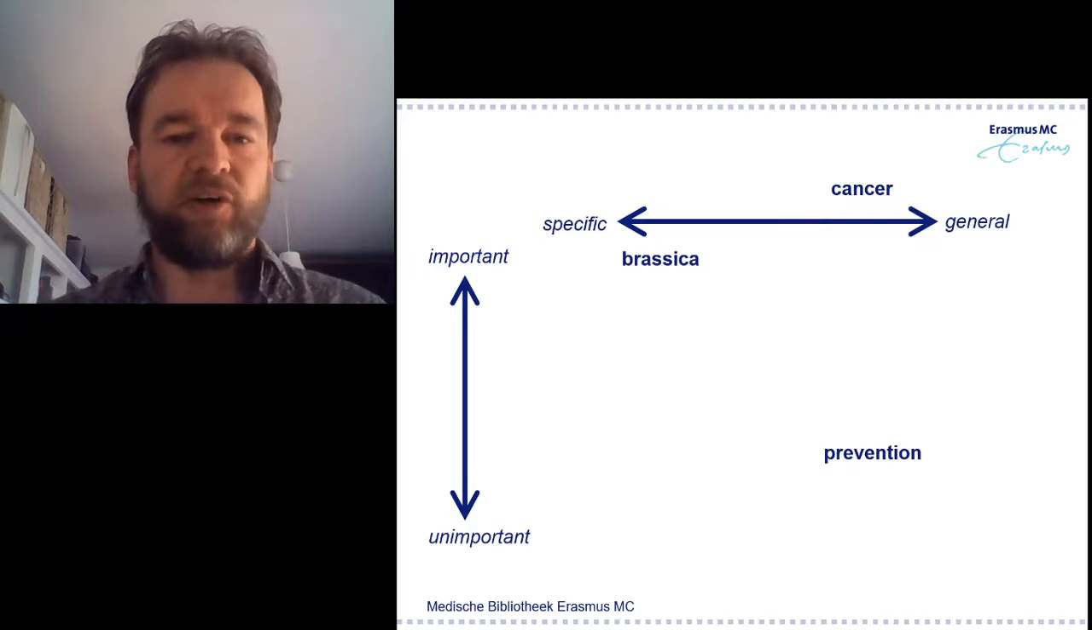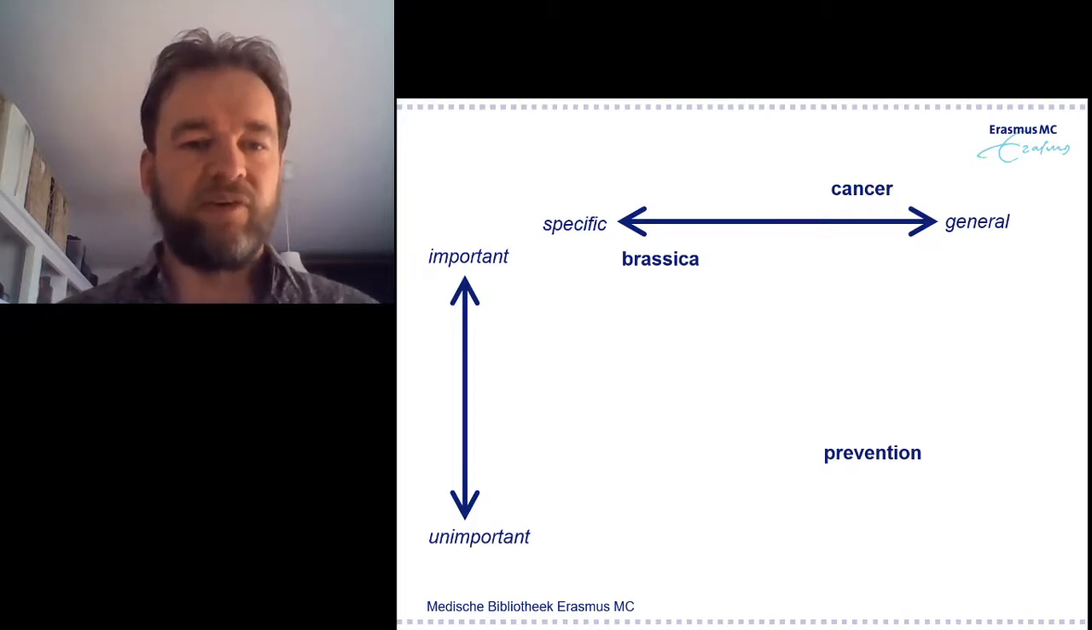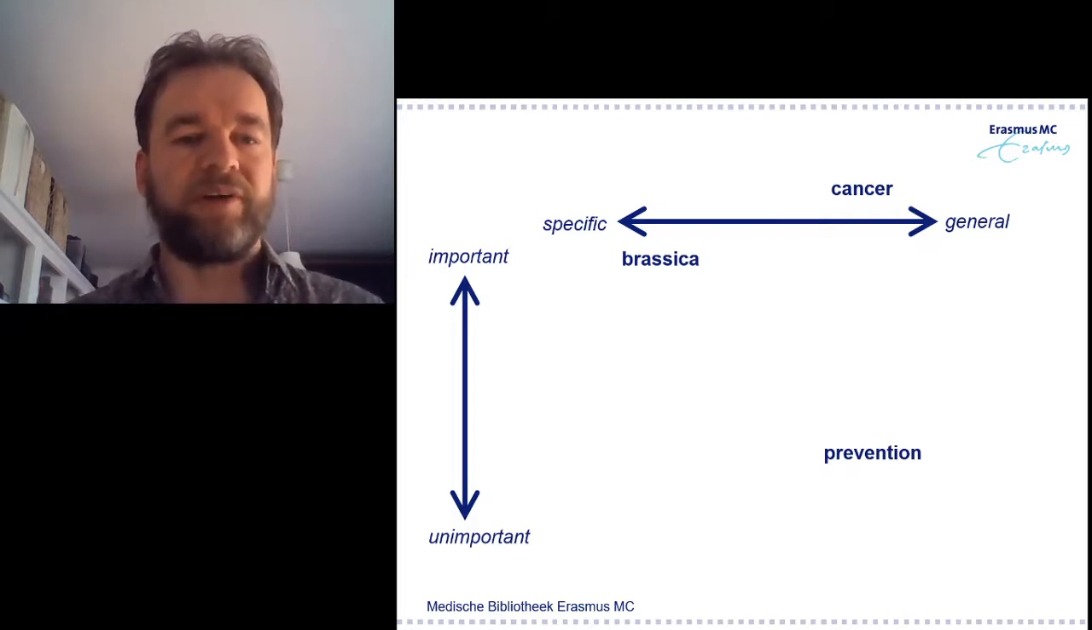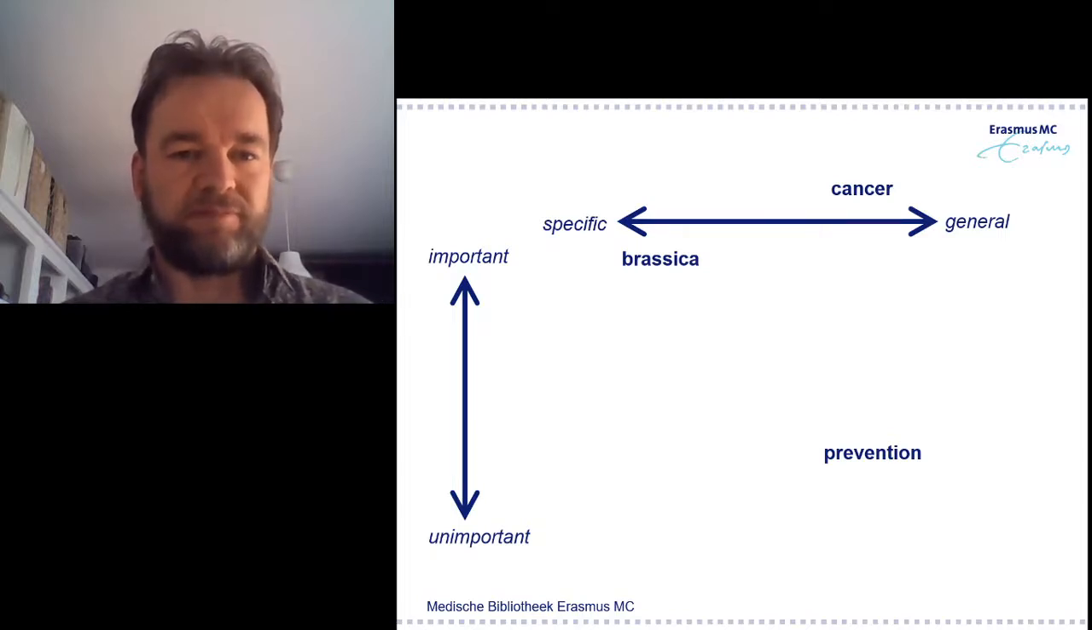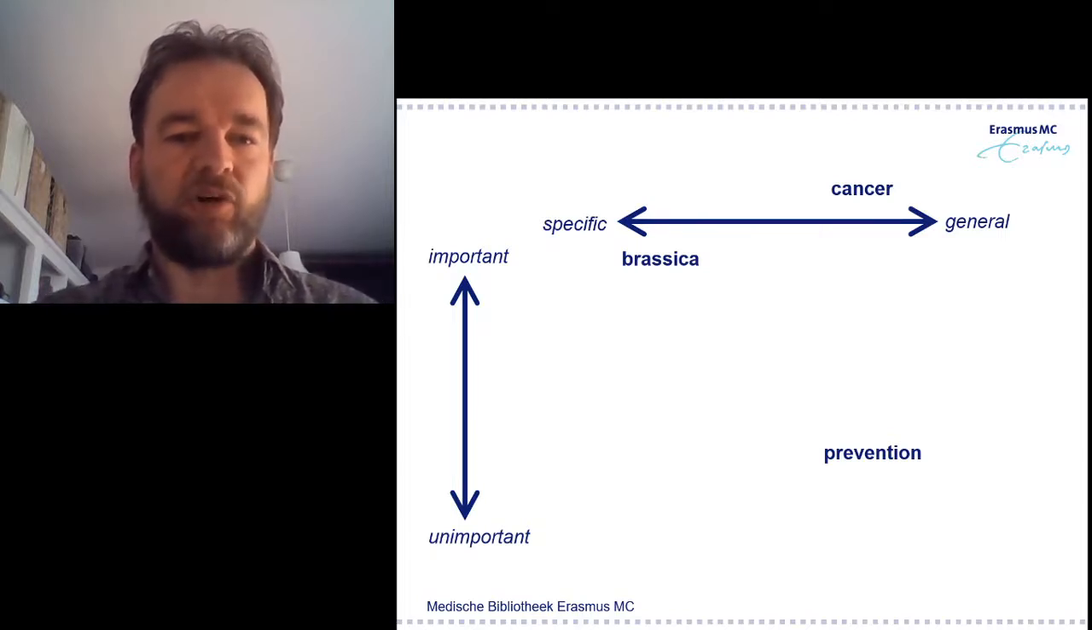Now, cancer, you might all recognize, cancer is rather general. There's about 3 or 4 million articles in PubMed. And it is important in this research question. So cancer we put in the top right corner.